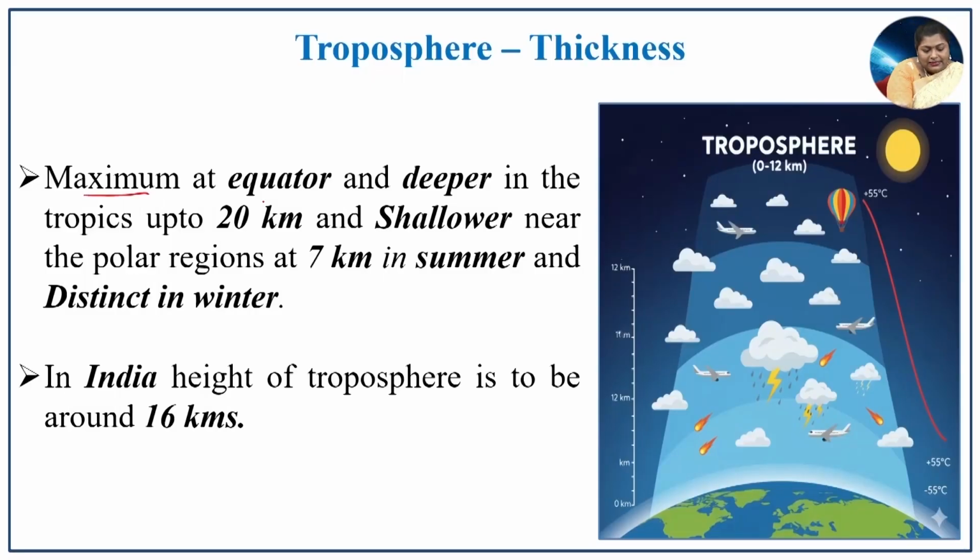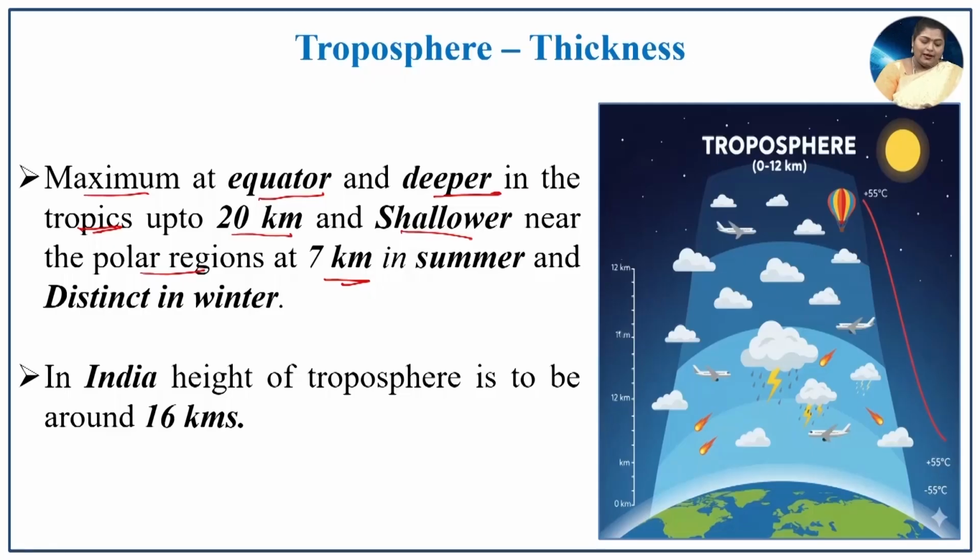So, here is a catch: the maximum is at the equator and deeper in the tropical region, the tropics, up to 20 kilometers, and shallower in which region? That is the polar region, with 7 kilometers in summer and distinct in winter. So, this is a most important point to note here. And in India, the height of the troposphere is what? That is 16 kilometers.